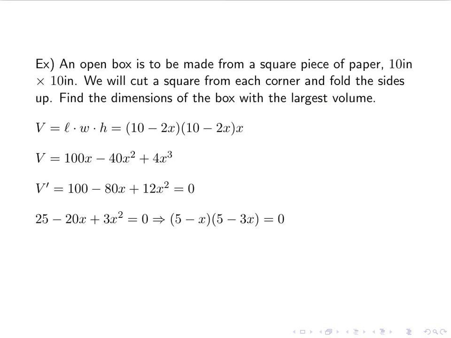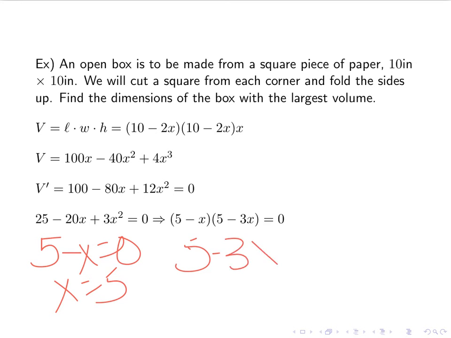So I get 5 minus x times 5 minus 3x equals 0. Remember, something times something equals 0. One of those somethings must be 0. So either 5 minus x is 0, which means x is 5, or 5 minus 3x is 0, which means x is 5/3.